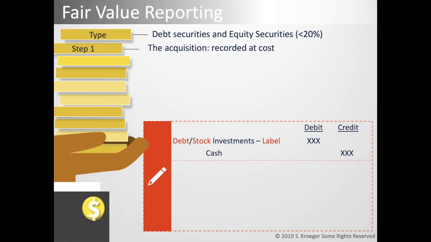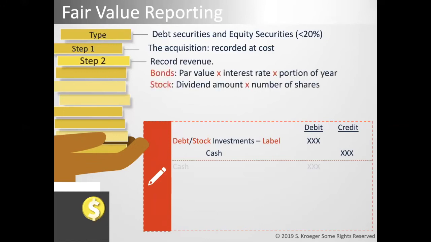So some examples would be debt investments dash available for sale or dash trading. Also, stock investments dash trading or dash available for sale. The credit would be cash because you need to spend cash in order to purchase the bonds or stock. The amount would be for how much you spent on it.